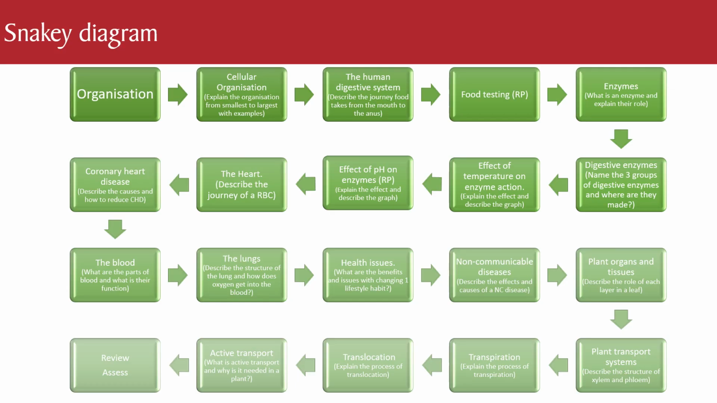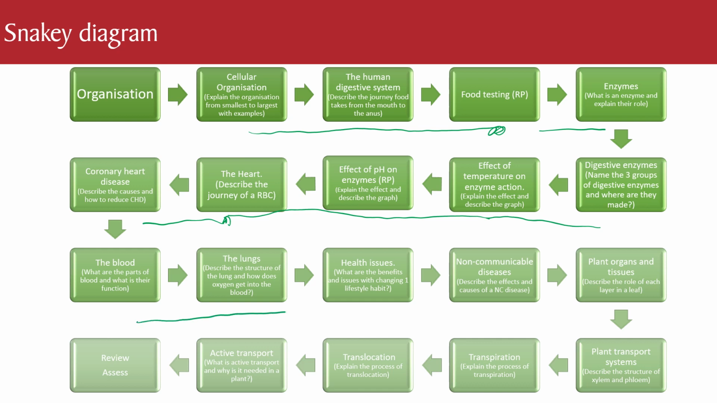Now, the actual topic itself is quite huge. It goes through cellular organisation, the digestive system, there's a required practical on food testing, enzymes, digestive enzymes, effects of temperature and pH, then it gets onto the heart, then we talk about coronary heart disease, all about the blood, the lungs, health issues, non-communicable diseases, and then we also do quite a lot on plants as well. Plant systems, transpiration, translocation, and then active transport at the end.